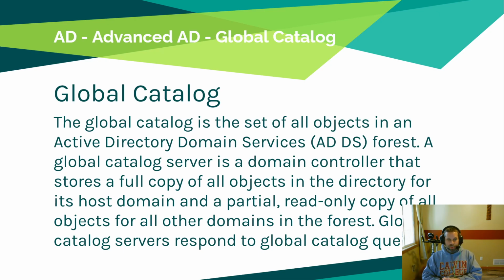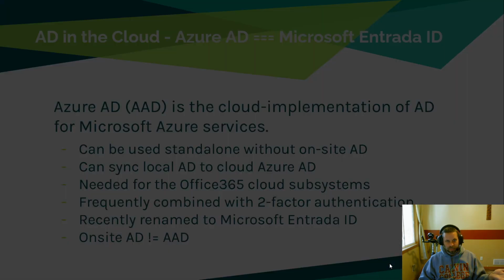So that global catalog will store a full copy of all the objects in the directory for its host domain, and read-only copies of all the objects for all the other domains in the forest. And they respond to these global catalog queries.